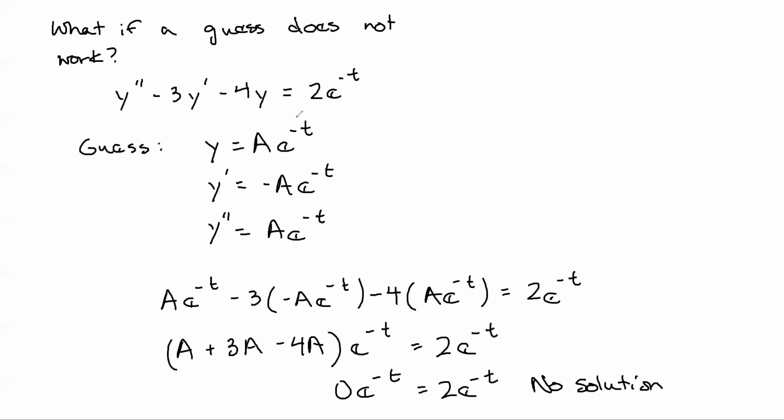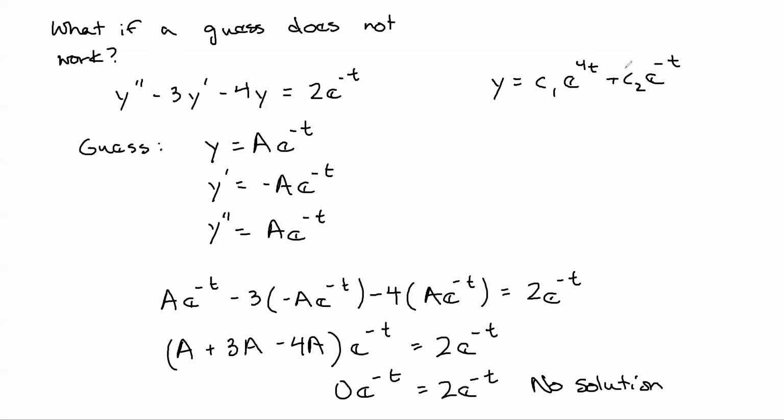What it's saying is that a constant multiple of e to the negative t was not a solution to this. And actually, if you look at the solution to the homogeneous, if we recall, we've written it down a bunch of times, what is the solution to the homogeneous? It's c1 e to the 4t plus c2 e to the negative t. Look at that. Can a constant multiple of e to the negative t be a solution to the non-homogeneous when it's already a solution to the homogeneous? That doesn't really make sense.